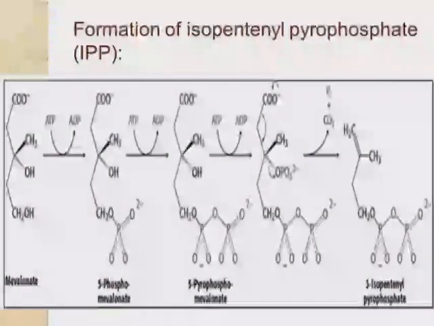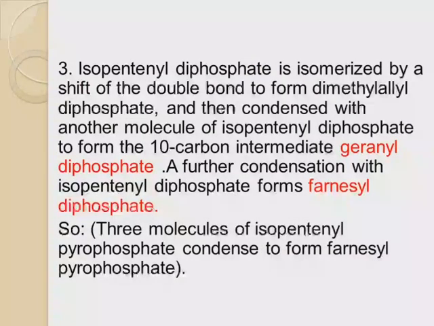And this picture shows the formation of isopentenyl pyrophosphate from mevalonate. And we said it needs 3 steps of phosphorylation and 1 step of decarboxylation. Isopentenyl diphosphate or pyrophosphate, the meaning of pyro is di, meaning it has 2 phosphate groups.